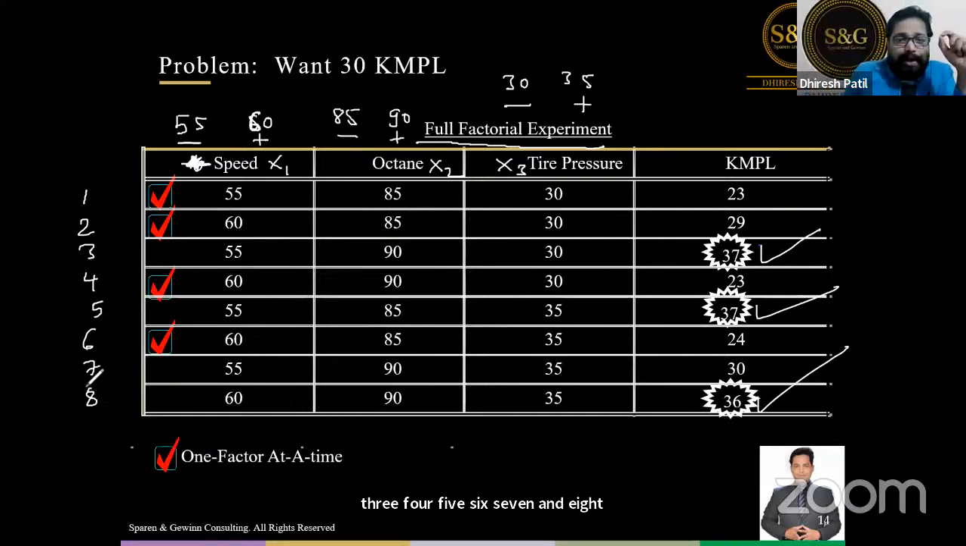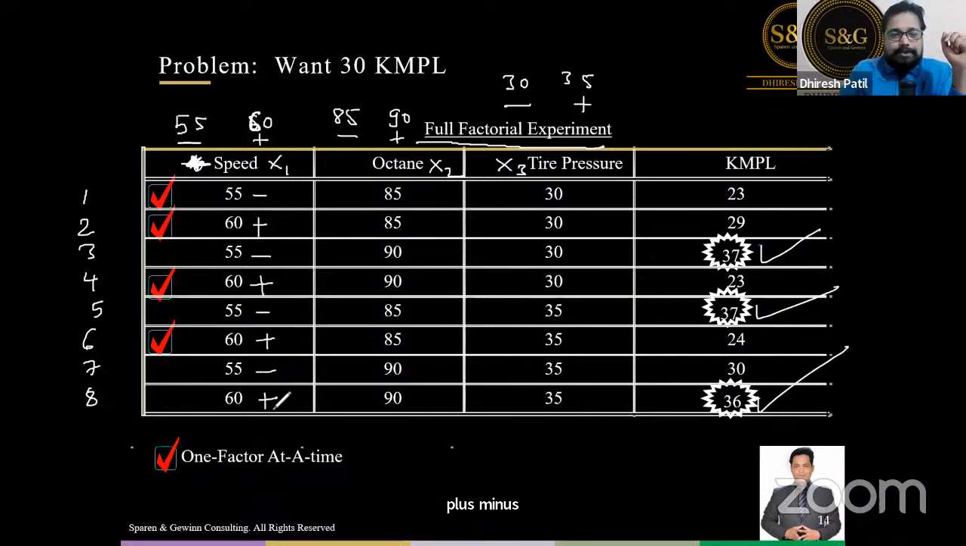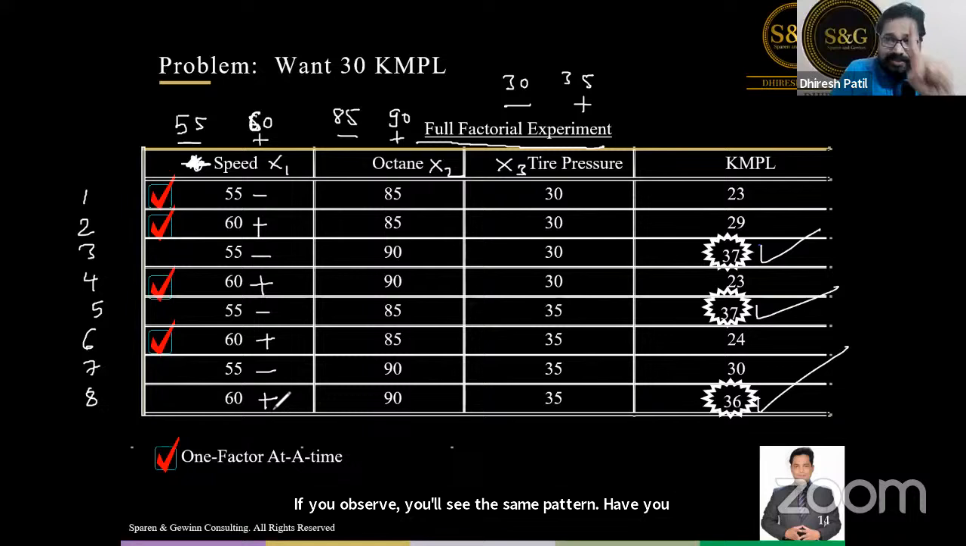Now, the first column factor will change every run alternatively. For example, it will be minus, plus, minus, plus, minus, plus, minus, and plus. If you observe, you will see the same pattern. Have you understood this? Just type yes in the chat box. So the first factor will change after every run. First minus, then plus, again minus, again plus, again minus, again plus. Clear?